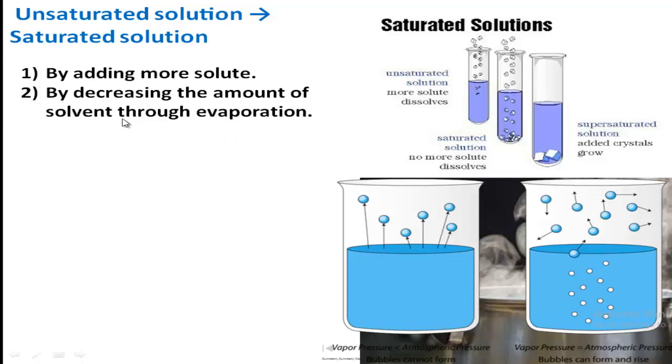So how can we decrease the amount of solvent? By evaporation. What is evaporation? Follow this picture. Evaporation is a process where we heat the water. We know from our previous classes that when we heat the water, at 100 degrees centigrade the water starts to boil. This is the boiling condition. And when the water starts to boil, it is converted into its gaseous state.